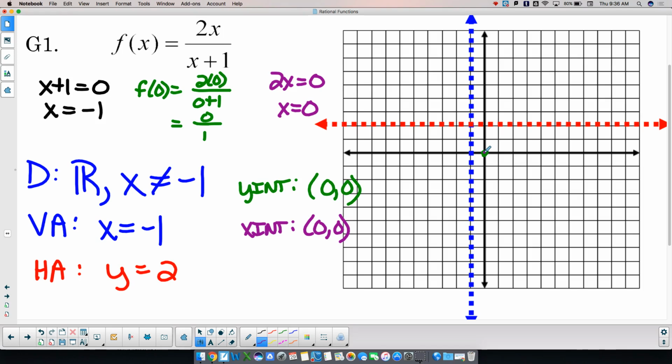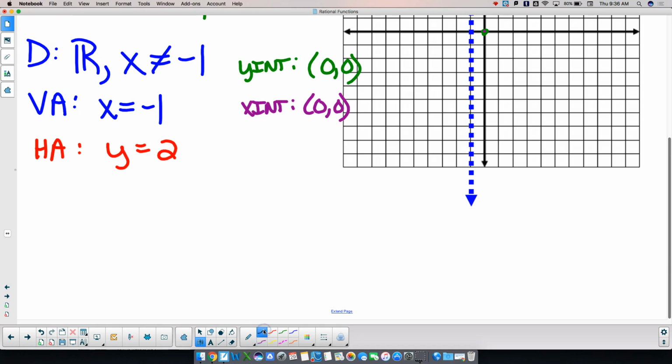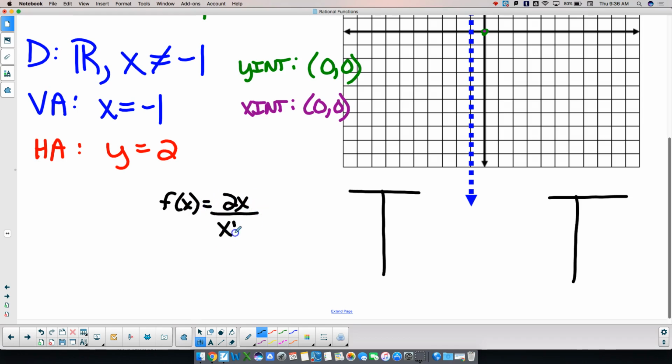going to do t-charts. Now, I'm not going to do one big t-chart. I'm going to do smaller t-charts, and I'm going to do a t-chart for this section right here, and I'm going to do a t-chart for this section right there. Okay. My function again was 2x over x plus 1.